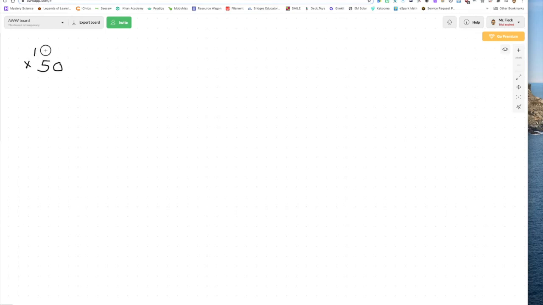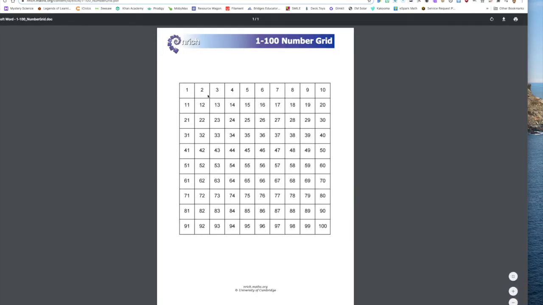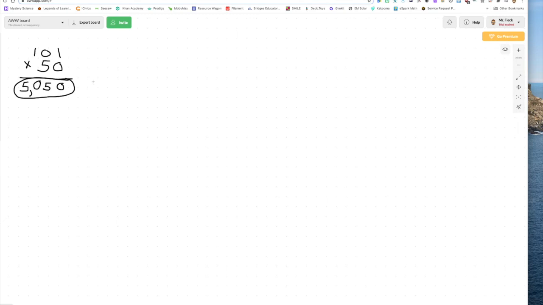times 101. So if you do that, 5 times 1 is 5, 5 times 0 is 0, and 5 times 1 is 5. So you would have gotten a total of 5,050. So all the numbers in a number grid, 1 to 100, add up to 5,050. It's 50 groups of 101.